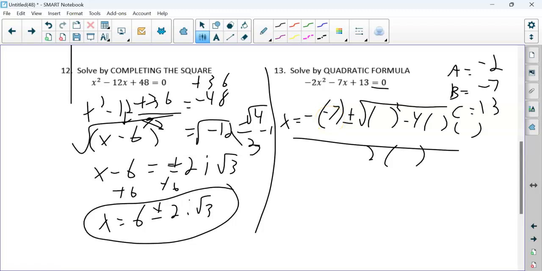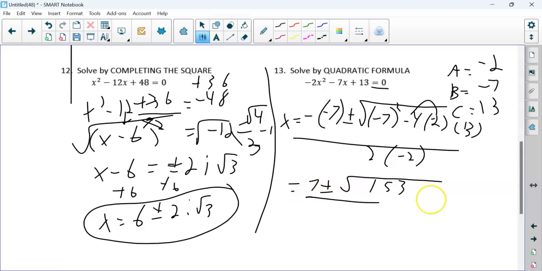This helps you remember this is going to become positive 7. Remember here, that's going to make it positive. So you will not end up with an irrational number or a 0. And then negative 2 here. So that's positive 7. This ends up being 153 underneath.